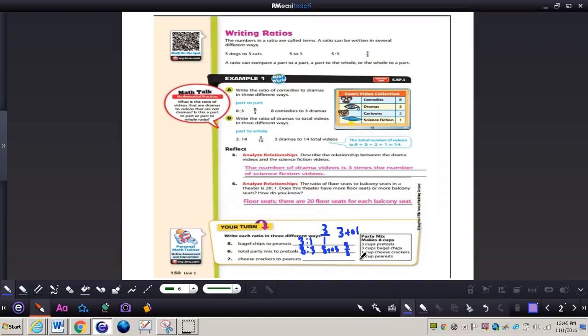Now what I would like you to do is number 7 all by yourself. So you have cheese crackers to peanuts. You want to write that ratio 3 different ways, and when you're finished, I will show you the answer. So I want you to work on number 7 now. So you can see 1 to 1, or 1 over 1 for the ratio, and that would be considered part to part as well.